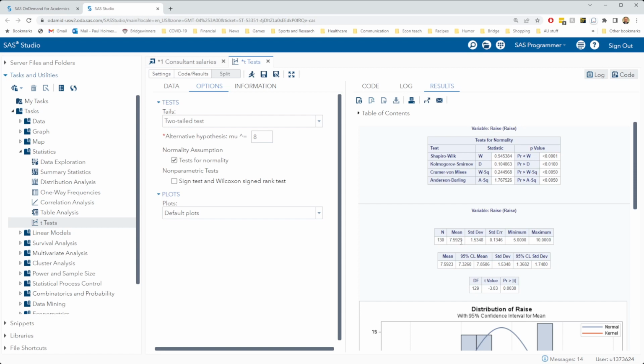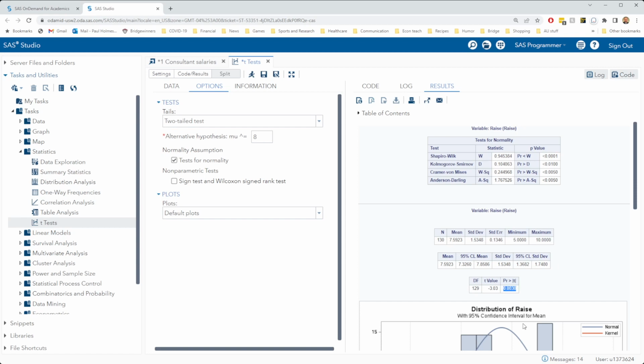So we would do 8 minus 7.59 gives us 0.41. We divide that by 0.13 and we get a value of around 3. Jump down here and that's exactly what we've got as our t-statistic. We have a t-statistic of about 3. In fact, it's minus 3 because our observed value is lower than our hypothesized value. Now, is this far enough away from 8 for us to say, yeah, we've got evidence that the true average raise is not 8%? In fact, yes, we do.